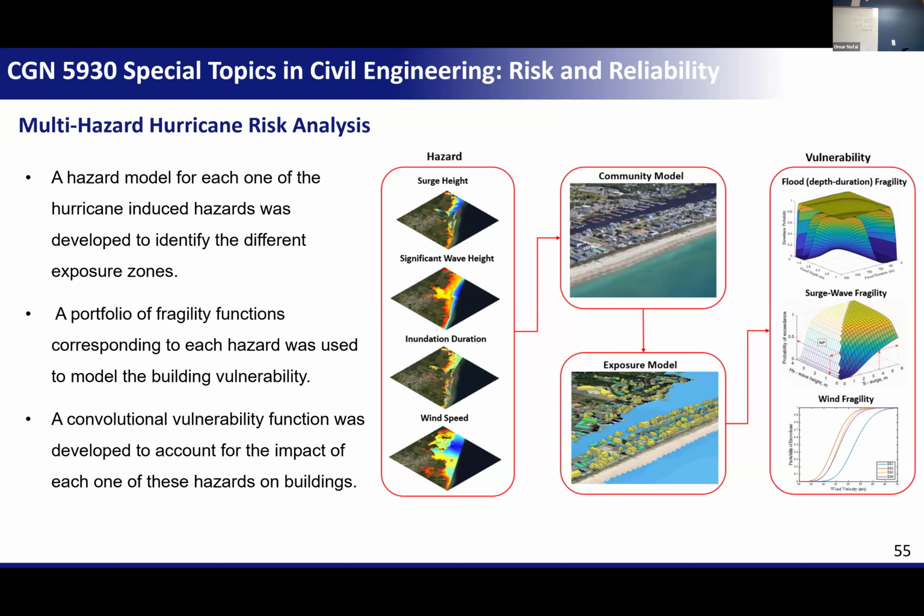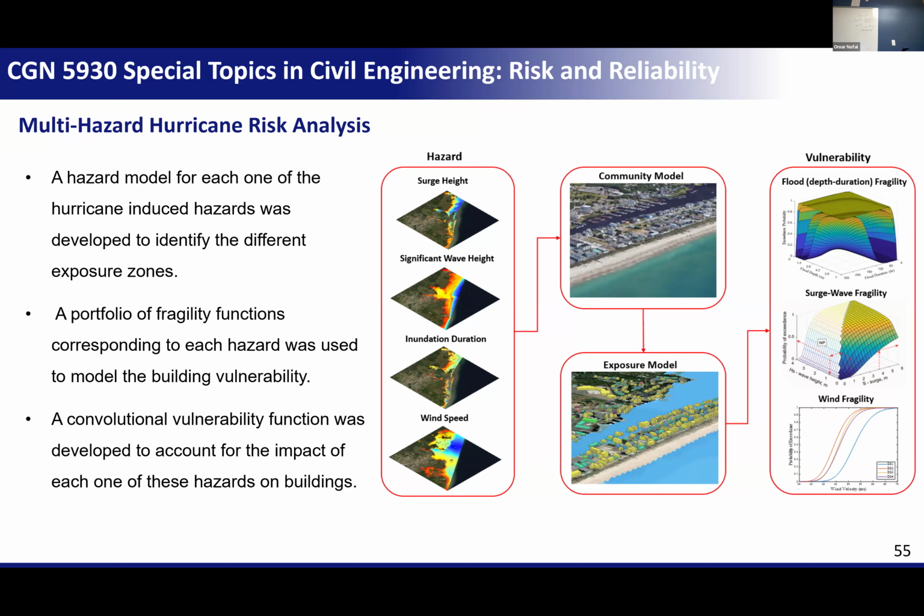I take all these raster maps of the hazards and overlay them with the community in a GIS environment, and then identify the hazard intensity at each building. What is the surge height, the wave height, the flood duration, and the wind speed at each building? We can do this. We identify all the hazard intensities at each building.